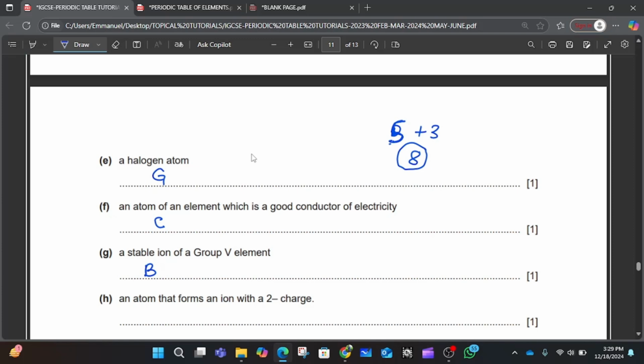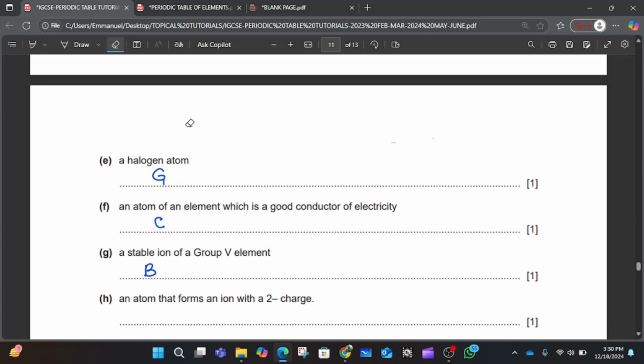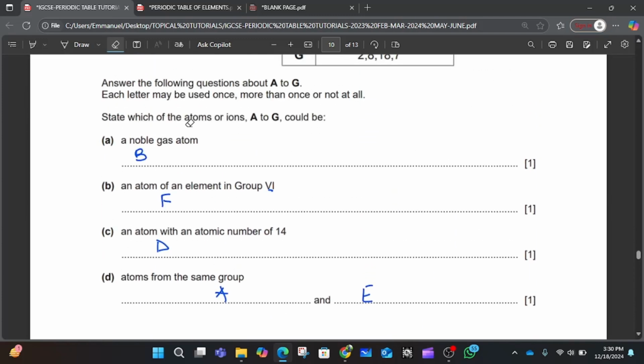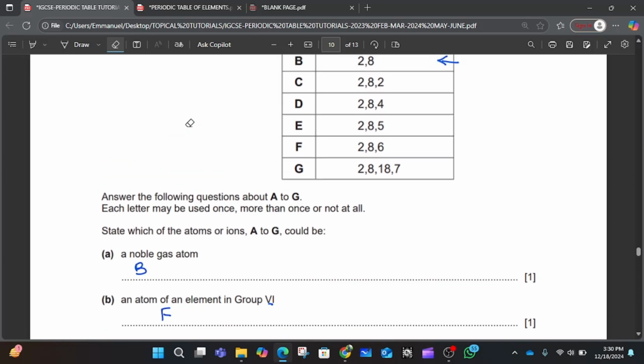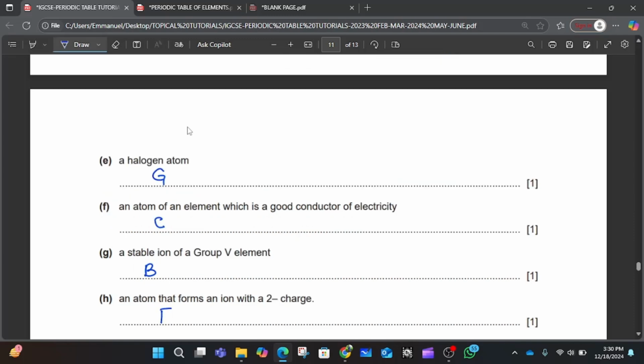H, an atom that forms an ion with a -2 charge. So this must be in group 6 of the periodic table, because they are the only ones that can gain 2 more electrons to be fully filled. And if you check, it is F. F has 6 electrons in the outermost shell. It means it can gain 2 more electrons to form an ion with a -2 charge.